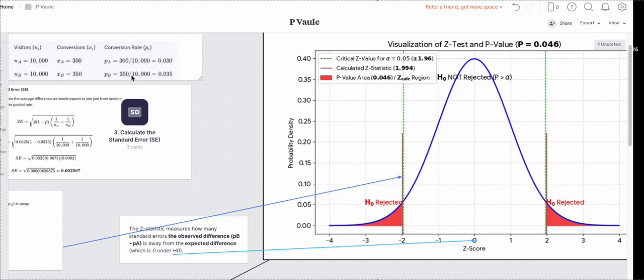So the conversion rates are used to calculate this, and you can see that, yes, according to the campaign, we actually have enough of a change from the control to say that this is significant.